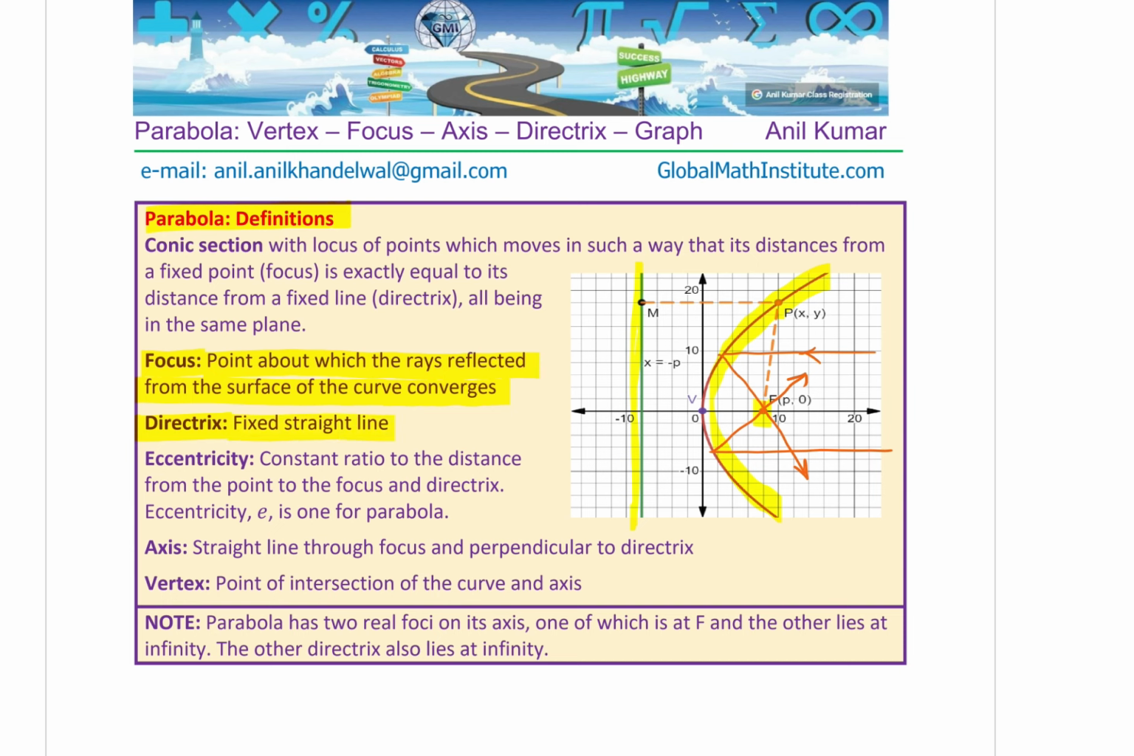Directrix is a fixed straight line as shown here, and the condition is, as we have said, that the distance of any point on the parabola, which we have as P here, from the focal point F is always equal to the distance of the point from the straight line, which we have shown as PM in this particular figure. So this distance is the same as the other distance. That is called the focal length.